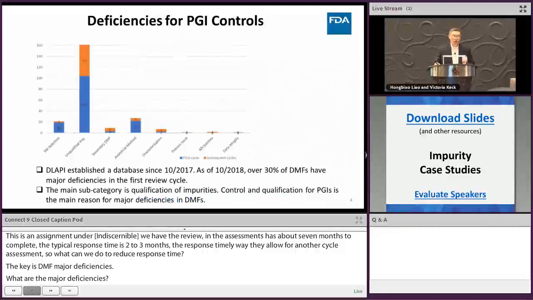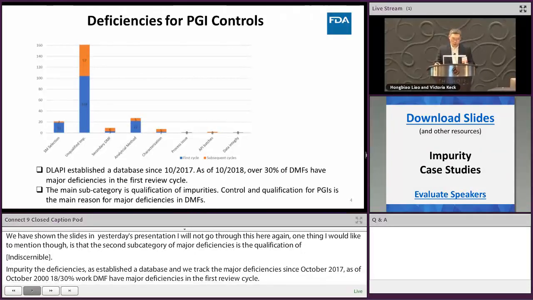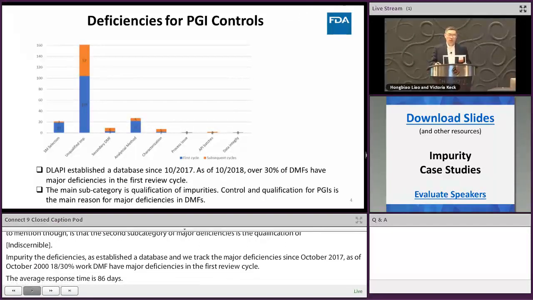Our division, DL API, has established a database to track DMF major deficiencies since October 2017. As of October 2018, over 30% of DMFs have major deficiencies in the first review cycle. The average response time is 86 days. The main subcategory of major deficiencies is qualification of impurities. Control and qualification for PGIs is the main reason for major deficiencies in DMF complete response letters.